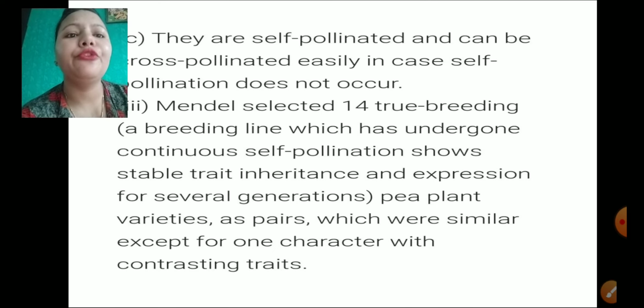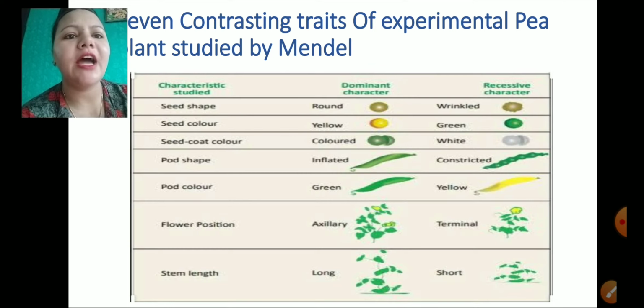Now, Mendel selected 14 contrasting traits to conduct this experiment. What are these contrasting traits chosen by Mendel? The 7 contrasting traits, that is 14 traits or 7 contrasting pairs, chosen by George John Mendel were seed color, seed shape, then pod color, pod shape, flower position and flower color. Okay, so these are the various contrasting traits chosen by Mendel. He took dominant character and recessive, both.